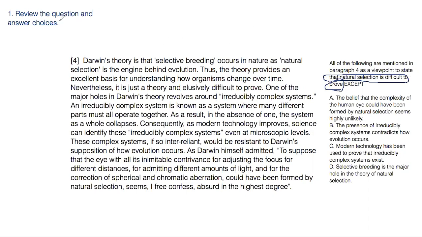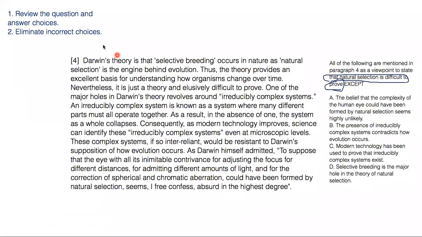Now let's review the answer choices as strategy number 1 states. A, the belief that the complexity of the human eye could have been formed by natural selection seems highly unlikely. B, the presence of irreducibly complex systems contradicts how evolution occurs. C, modern technology has been used to prove that irreducibly complex systems exist. And D, selective breeding is the major hole in the theory of natural selection. So these are the pieces that we're looking for here. We've reviewed the question and answers. Let's move on to strategy number 2.